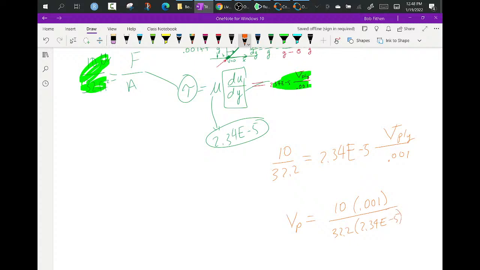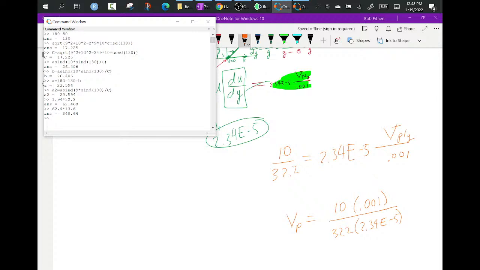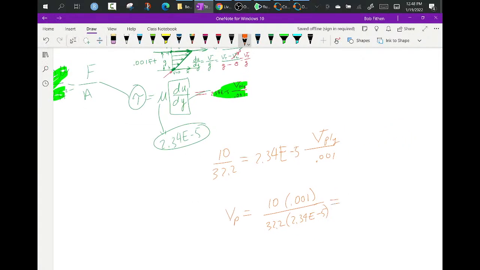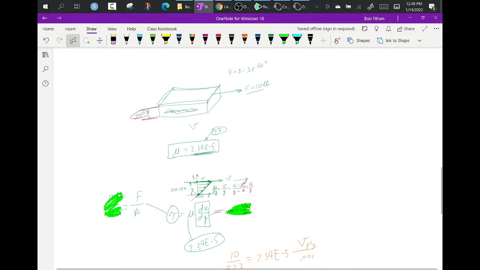Let's see. Oh, shoot, I went past it. Okay, so I have 10 times 0.001 divided by 32.2 divided by 2.34 e to the minus 5. That's 13.2, so about 13.2 feet per second. So this is the typical type of stuff that you can use this for.